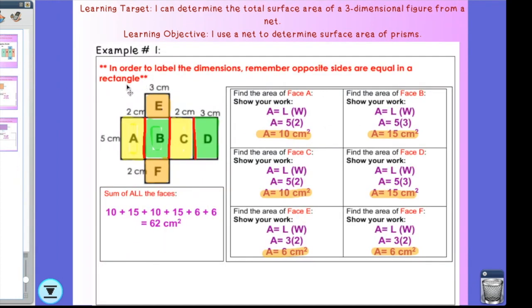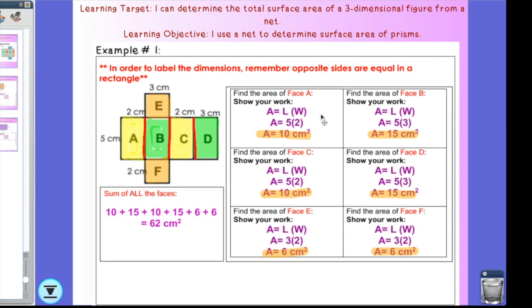Up here in bold and in red is extremely important because in order to label the dimensions, remember opposite sides are equal in a rectangle. Not all your dimensions will be labeled. However, for face A, which is highlighted in yellow, the length is 5 and the width is 2, so you have 5 times 2, which is 10 centimeters squared. Then you have face B, which is highlighted in green. Our opposite sides, our length to face A is connected to face B. So our opposite side for the length of A is going to be the length of B, which is 5.